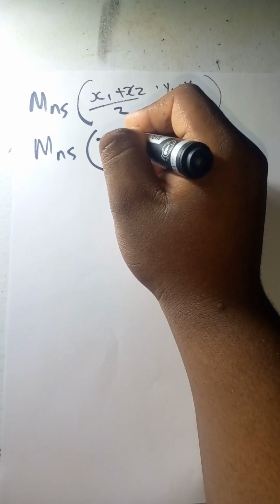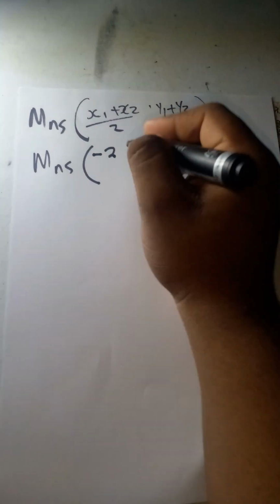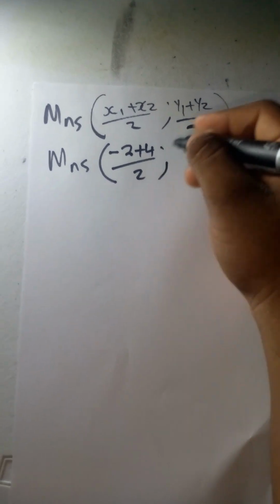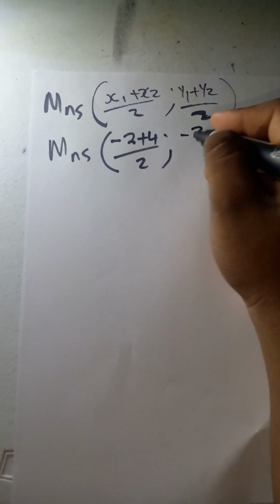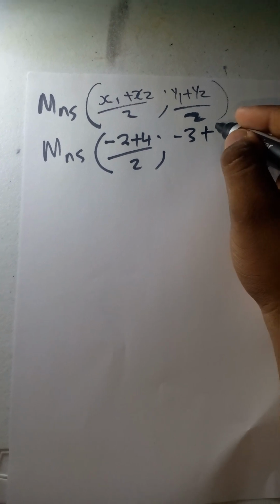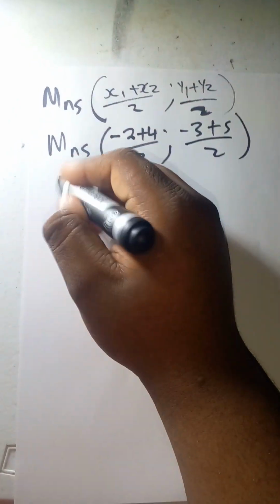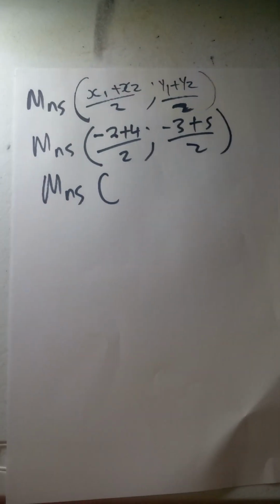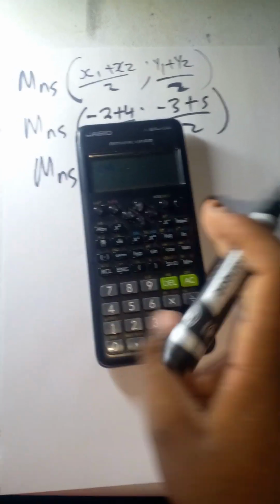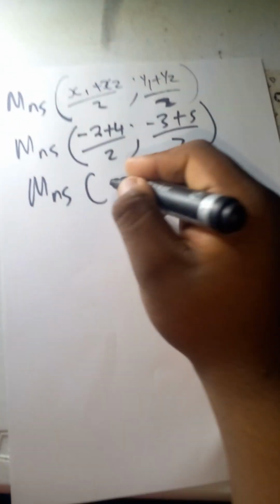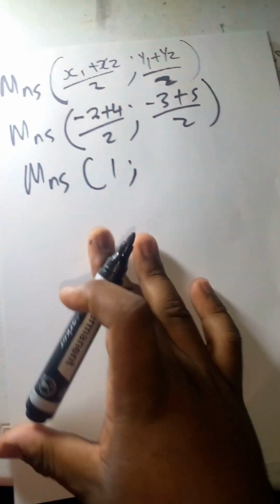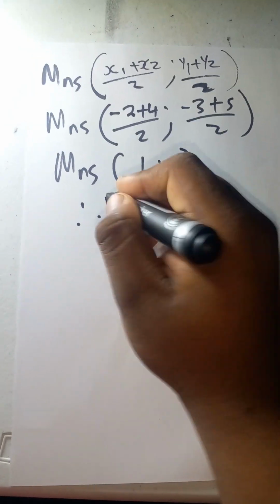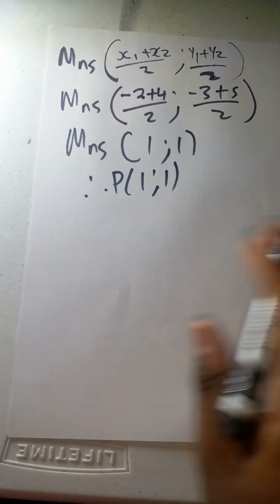Because you know that the midpoint of NS is P. What is the x-coordinate for N? Negative 2. The x-coordinate for S is 4. So plus 4. And then the y-coordinate for N, negative 3. The y-coordinate for S is 5. Negative 2 plus 4 is 2. 2 over 2 is 1. Negative 3 plus 5 is 2. 2 over 2 is 1. So therefore, the coordinates of P are 1 and 1 there. Okay. So now, let's go to the last question.